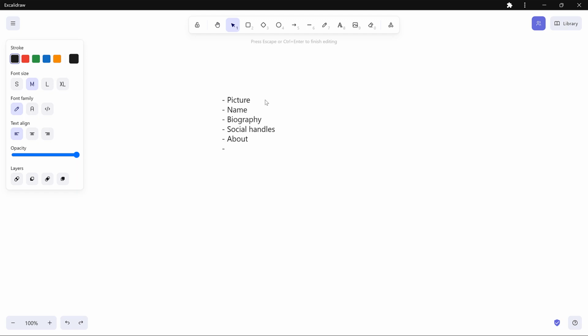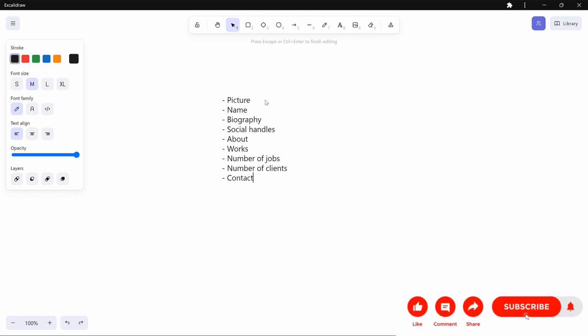The next thing could be the work portfolio. So let's say the work or works, it depends on how you choose it. The person would like to display their work for people to see. And then another thing the person might want to have is the number of jobs achieved, built or worked on. So let me write it clearly: number of jobs. It's a metric. And talking of metrics, the person would like to display the number of clients. And then we will need a contact page as well.